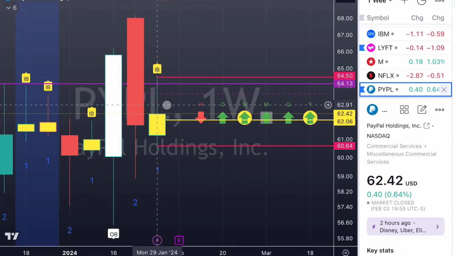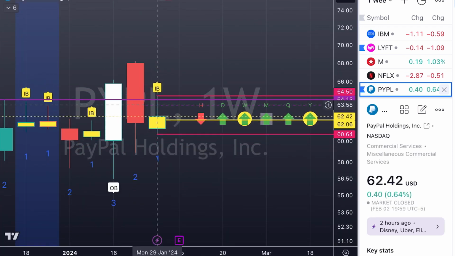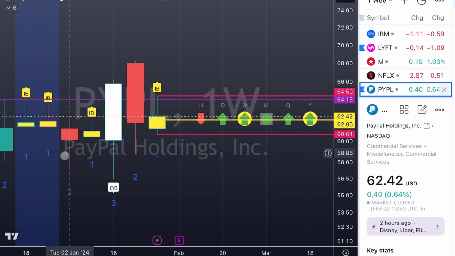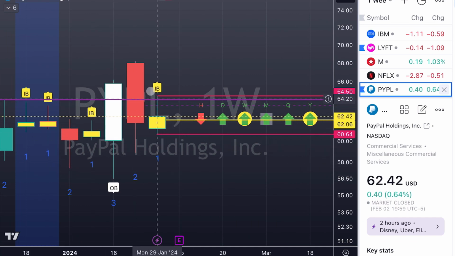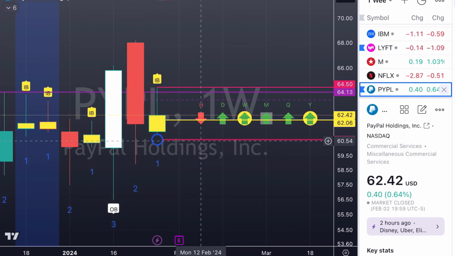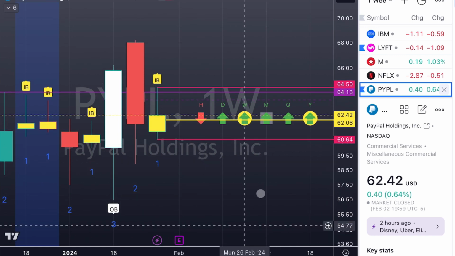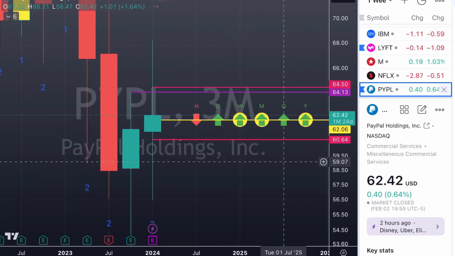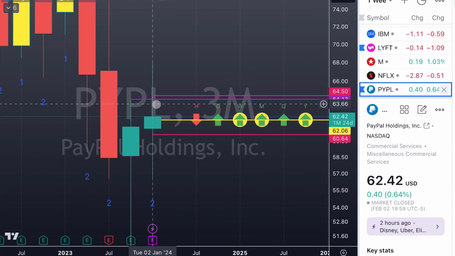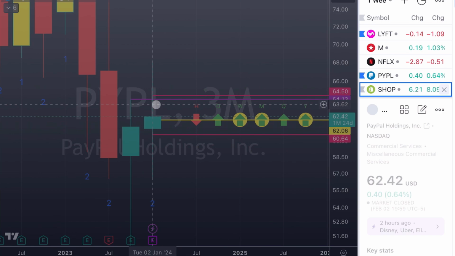PayPal, inside bar on PayPal. Okay, this one opened, trended down. We hit targets and then it reversed. Did what it said it was going to do, then it reversed. Double inside bar, triggered down, did what it said it was going to do. Now we've got an inside bar again. We can look for those calls at 94.50, puts at 60.64. That purple line that you see there, that's my 3-month trigger. We are 2 up on the 3-month chart for PayPal.